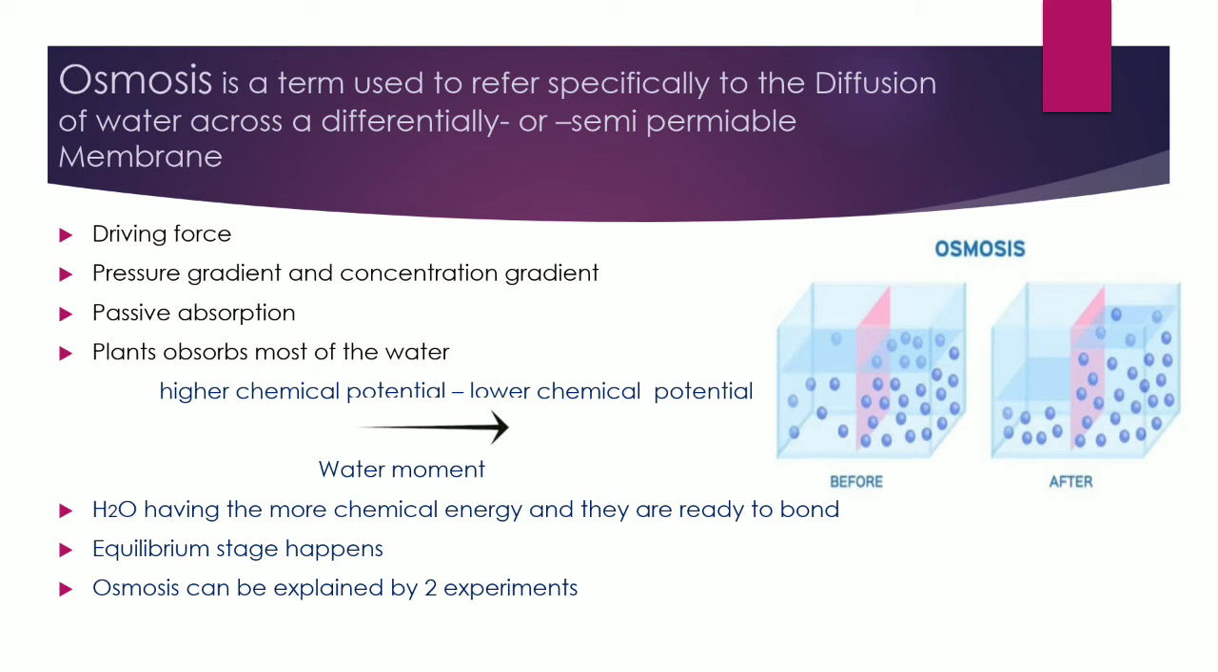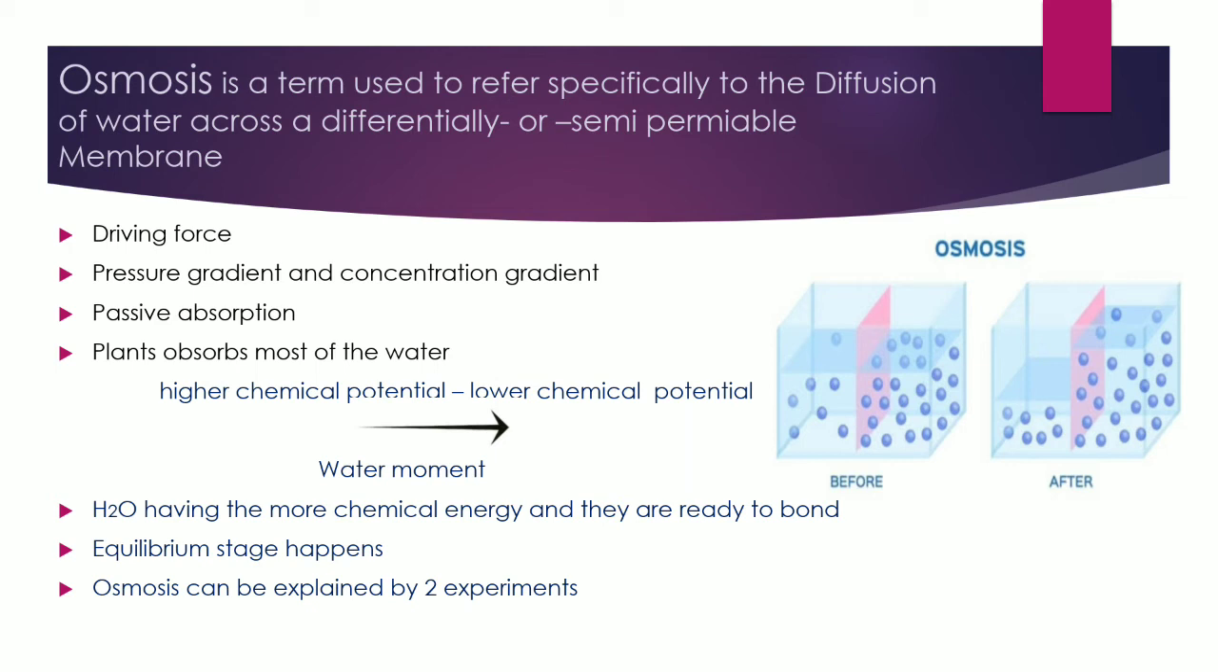Passive absorption. Here the process is a passive process. There's nothing against the concentration gradient. Okay, plants absorb most of the water. Here we have to know that plants absorb water, we know, but most of the water is absorbed by this process, that is osmosis.